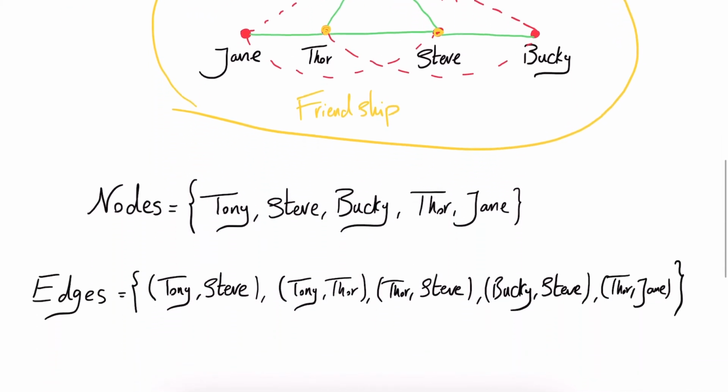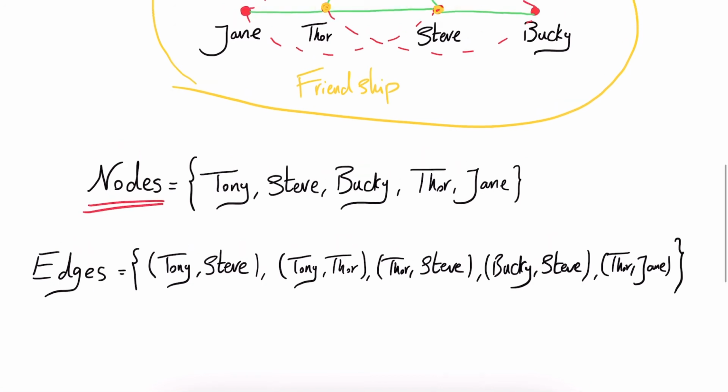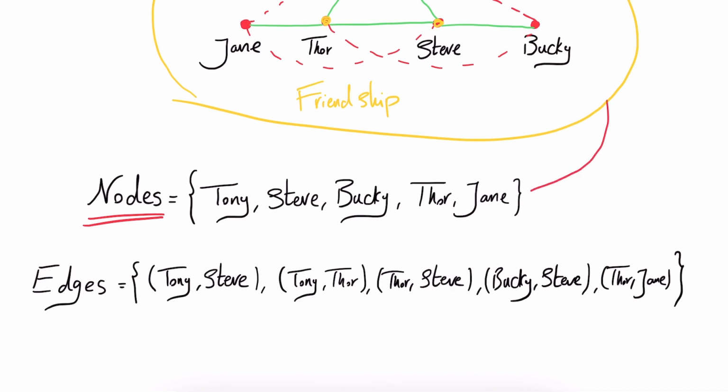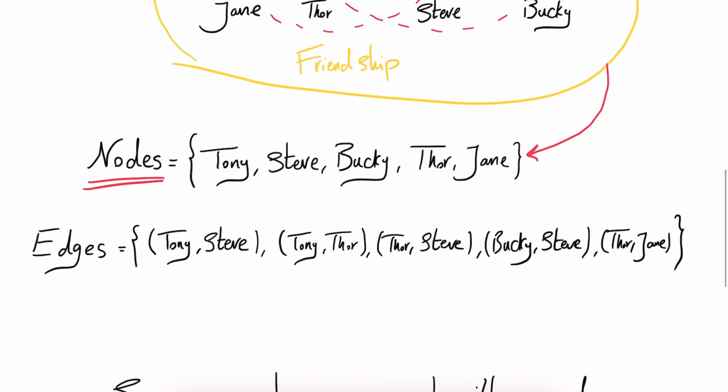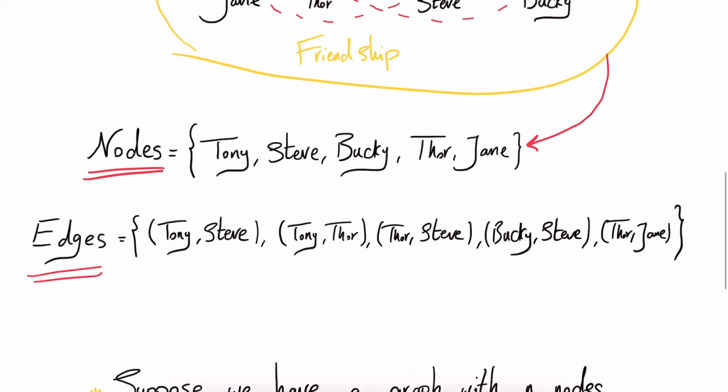But if we want to get more technical, for each graph, we have first a set of nodes. In this specific example, our set of nodes contains different Avengers names, which includes Tony, Steve, Bucky, Thor, and Jane. We also have another set, which is the set of edges which exist in our graph.